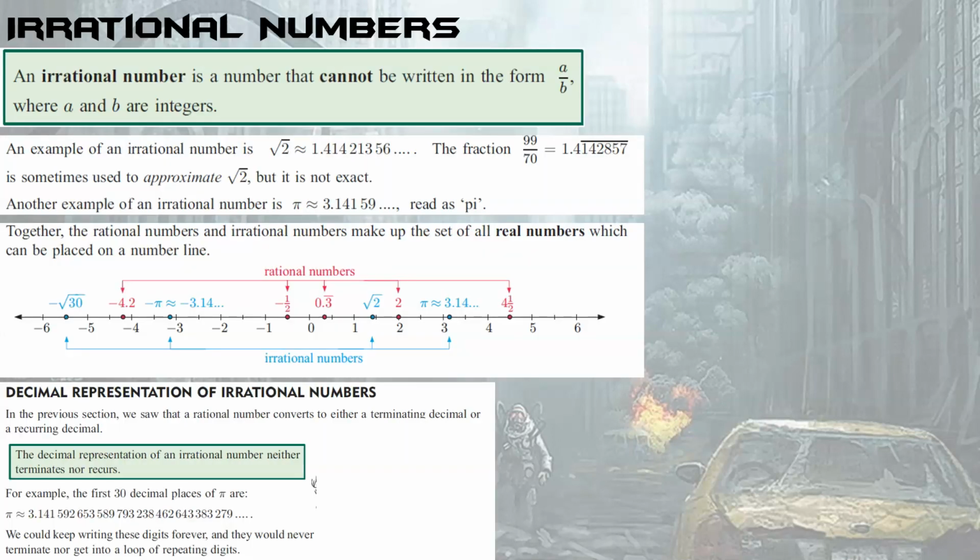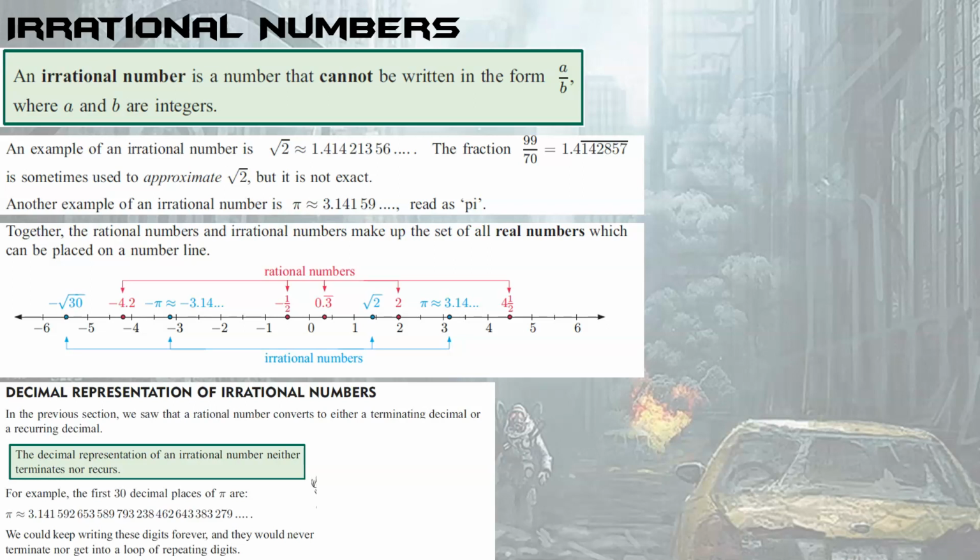To start off with, an irrational number is a number that cannot be written in the form a divided by b, where a and b are integers. So it's really just a number that does not convert into a nice fraction without some stuff left over, or just a whole bunch of decimal places. An example of an irrational number is the square root of 2.